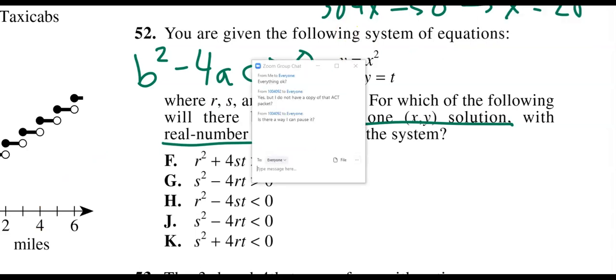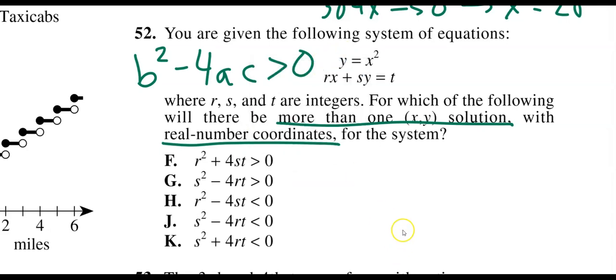All right, let's see here. Is there any way I can pause this? You do not have a copy of the ACT packet. Okay. Yeah, I can email you a copy of this. So let me do that. I'll email you a copy of this packet. You can pause it. Well, I record it, so you can ignore me right now and then come back later. I'll email you a copy. Let me just quickly do that.